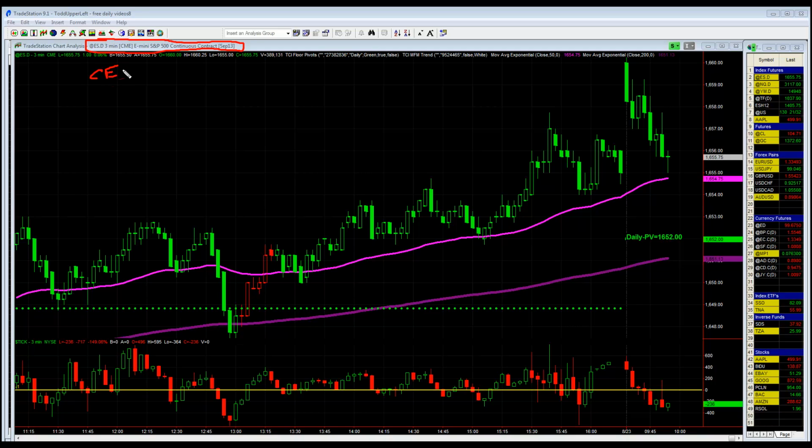That gives me the continuous data, and you'll see that there's a D there. It just stands for day data only, day session only. I actually trade off of, obviously, the regular contract, which is ESU 13, U for the September contract, 13 for the year 2013.